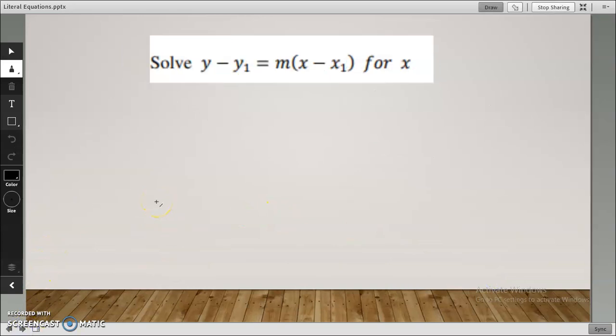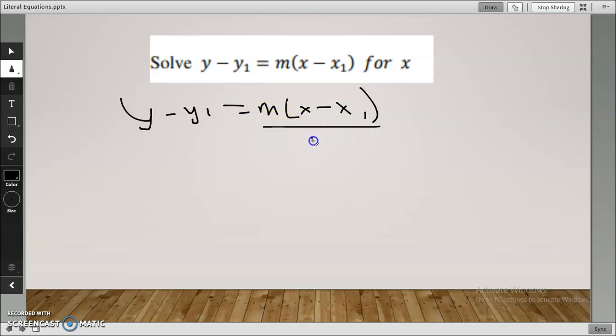All right, last one. We have y minus y1 equals m times x minus x1, and I want to solve for x. So I have y minus y1 equals m times x minus x1. According to order of operations, this is the side I'm looking at because I want to get this x by itself. This m is the first thing that's in my way. I'm multiplying by m, so the opposite will be to divide by m. So I get y minus y1 divided by m equals x minus x1.